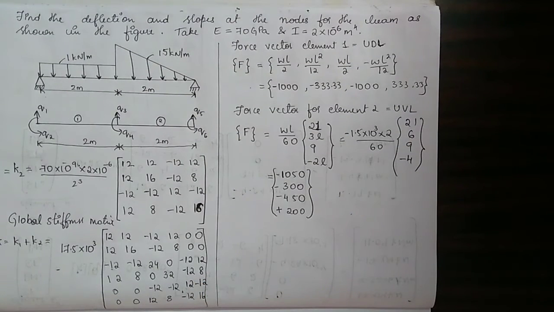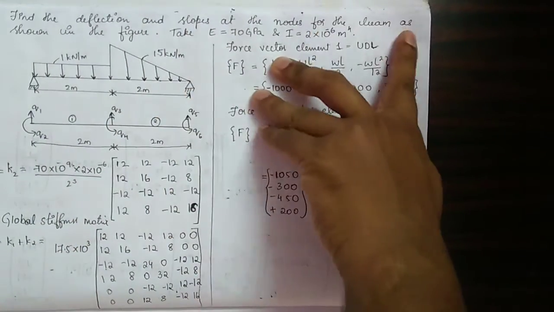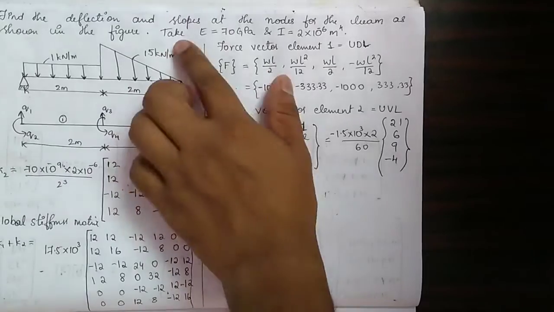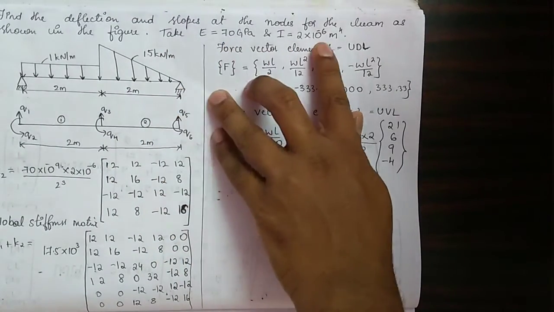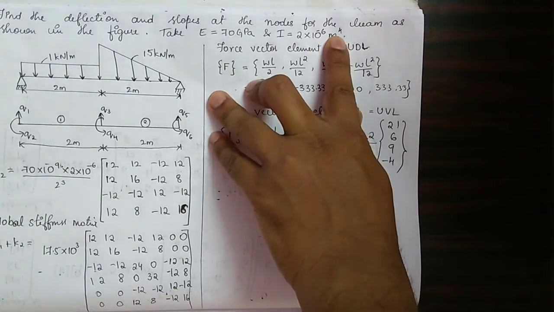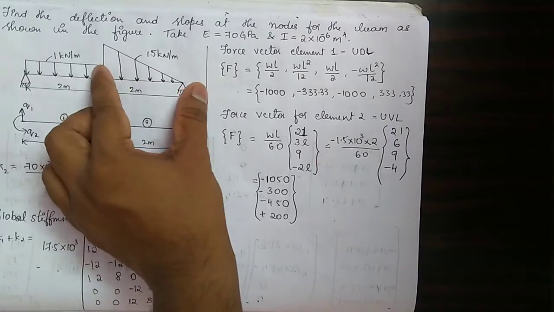So next problem is a problem with UDL and UVL combined. Find the deflection and slope at the nodes for the beam as shown in the figure. This is the figure. Take E is 70 GPa, I is 2 into 10 raised to minus 6 meter to the power of 4. So we have two loads. One is UDL and another one is UVL.